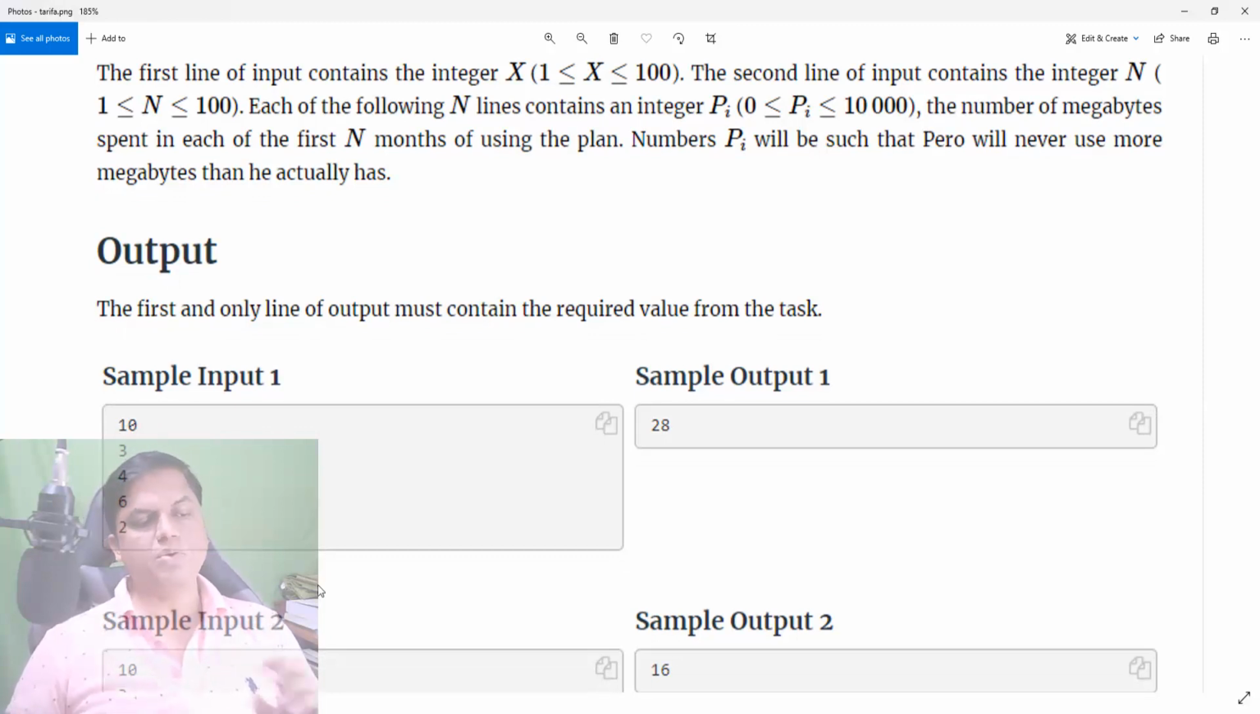So in the first month Pero used 4 megabytes, which means the balance is 6. That 6 plus next month's 10, so next month Pero can use 16 megabytes. But he used only 6. So 16 minus 6 is 10, plus this month's 10, 20, minus 2, 18. And again next month, as per his plan, he can use 10 megabytes and the balance is 18 megabytes. So 28. That's why the answer is 28.